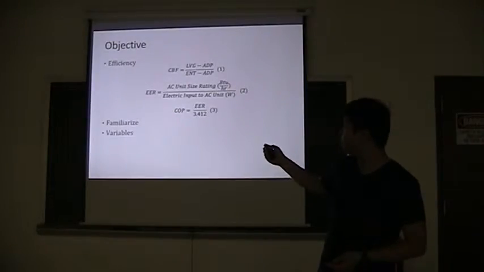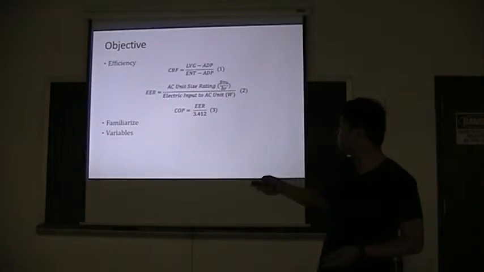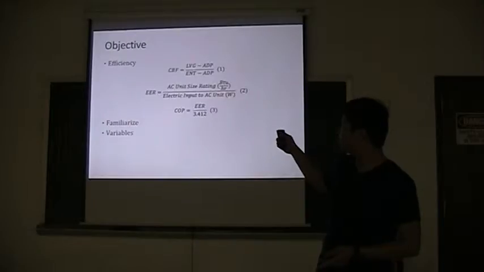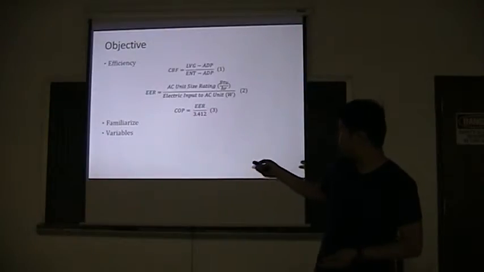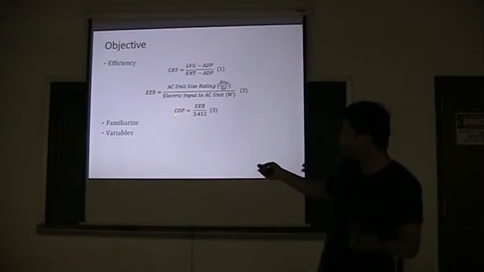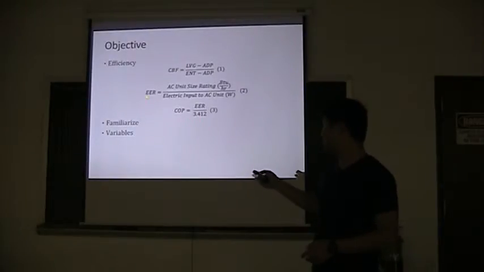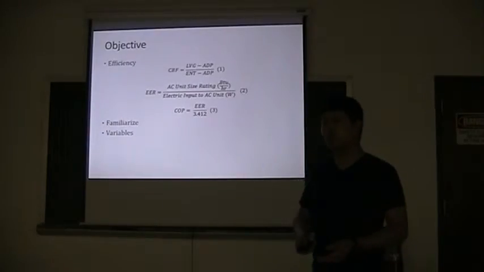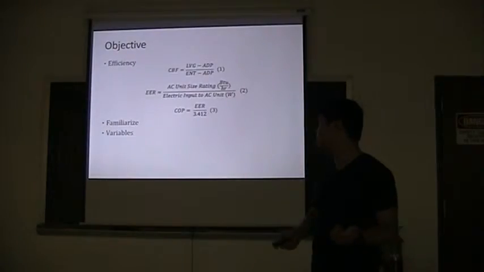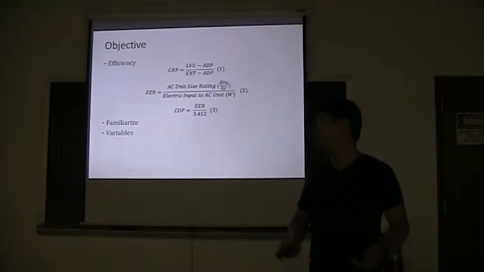For the CBF, it's the leaving temperature minus the apparatus dew point, divided by the entering temperature minus the apparatus dew point, right? And the energy efficiency rating is the size of the unit divided by the electrical input, and the COP is just the EER divided by a conversion factor. You've mostly seen how COP was calculated in the other projects. This one's just a conversion, not the actual equation for COP.